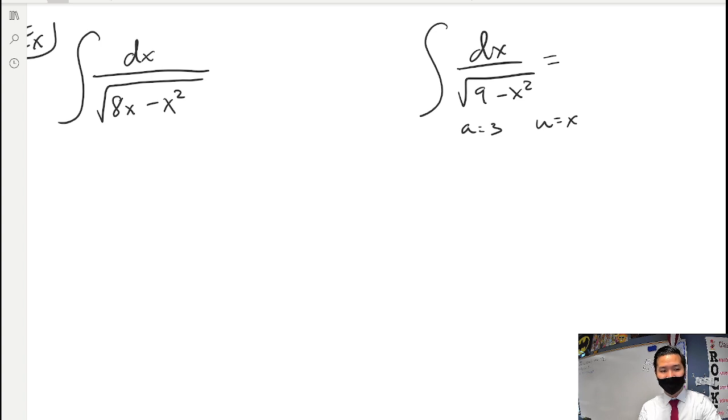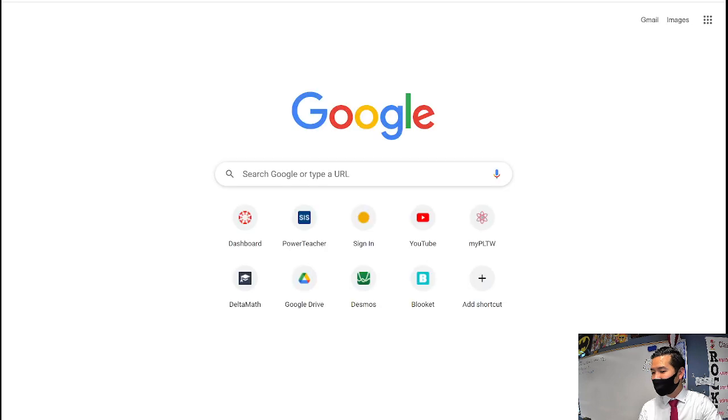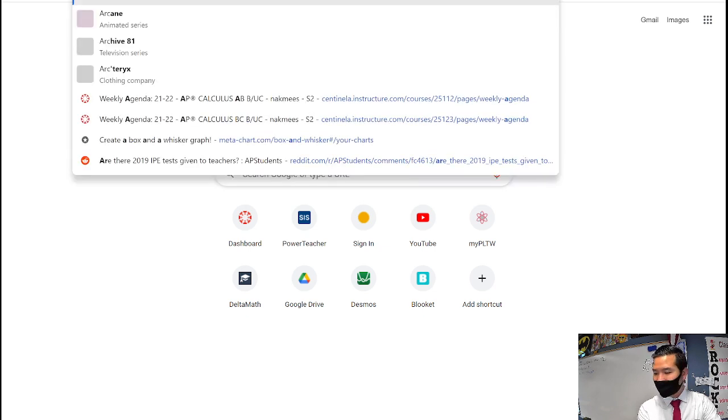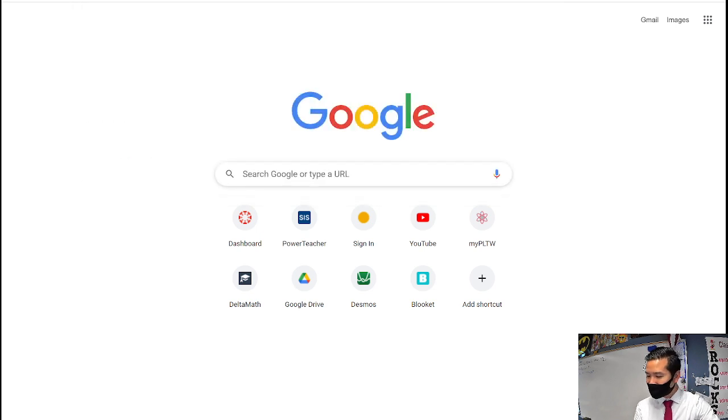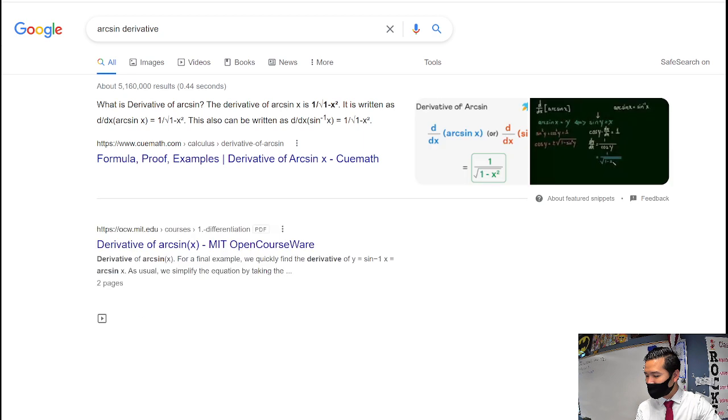I know. Isn't it 1 over 3 arc sine of 3x? Or arc sine of x. 1 over 3 arc sine x. Is it x or x over 3? X over 3. Yeah. Wait, so that's the antiderivative. Arc sine. Wait, that's arc tan though. Let's look it up real quick.